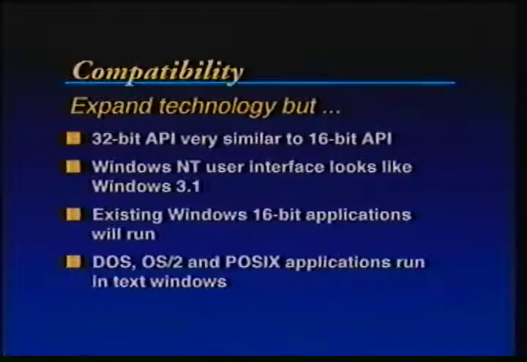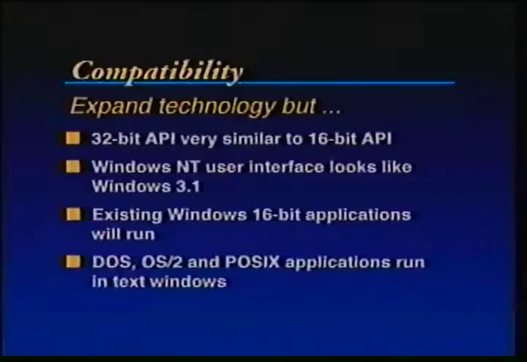From a user standpoint, the user interface of Windows NT looks exactly like Windows 3.1. Actually, there are a few changes for some new applications and some new capabilities, and I'll show you those during the demonstration as well. We said before that there's the compatibility of existing Windows 16-bit programs running. And finally, you can continue to run DOS programs, certain OS/2 programs, and POSIX applications, although all of these are character cell based only at this point.